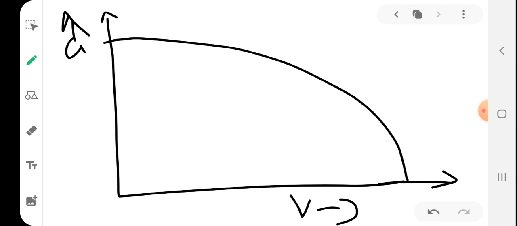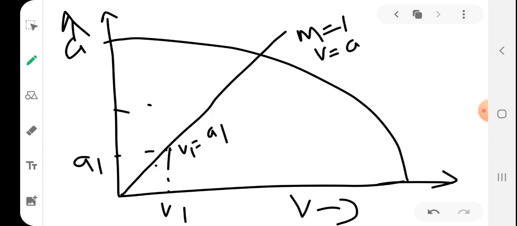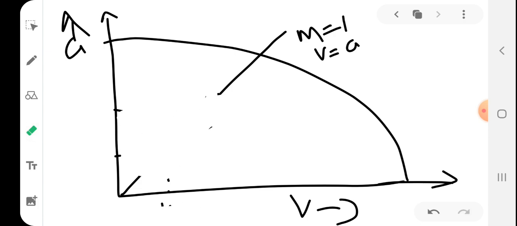Suppose this line is M equal to 1, or v equal to a. At this line, anywhere, if this is v1 and this is a1, v1 will be equal to a1. Suppose this is v2 and this is a2, here v2 will be equal to a2 on this line. So this line is nothing but the line of Mach equal to 1.